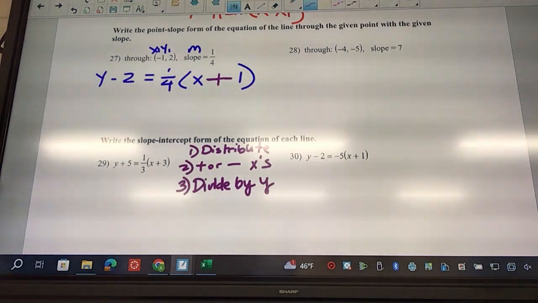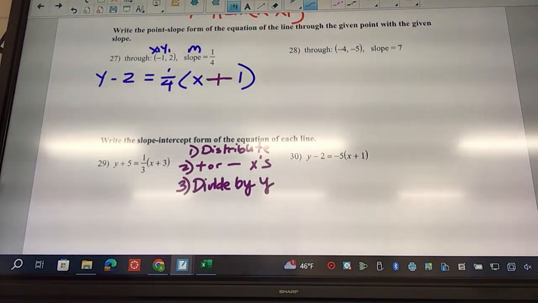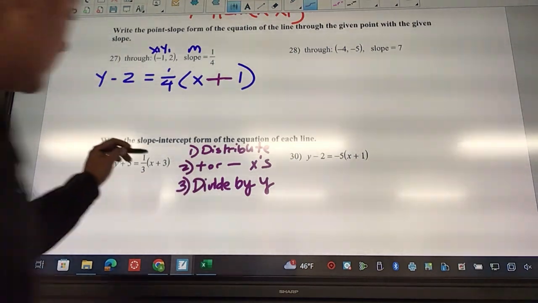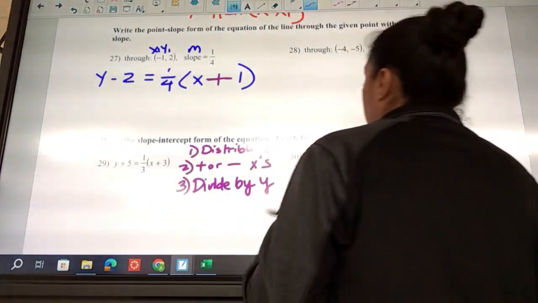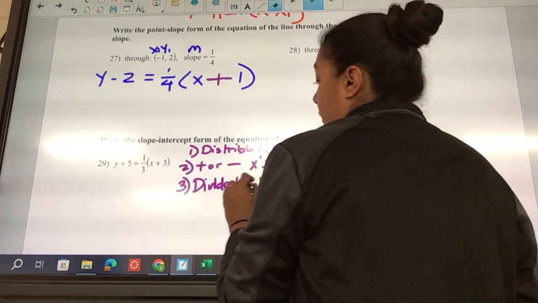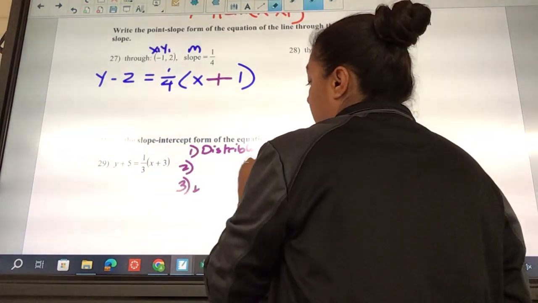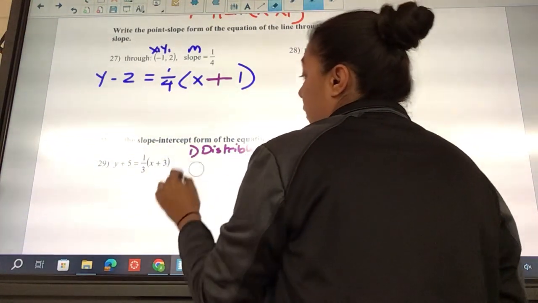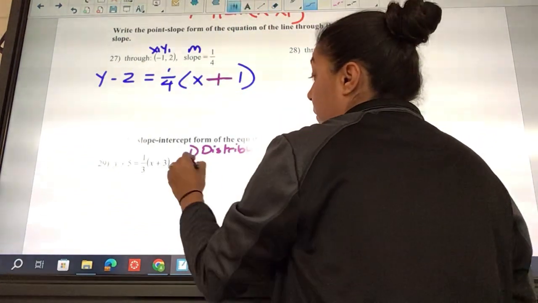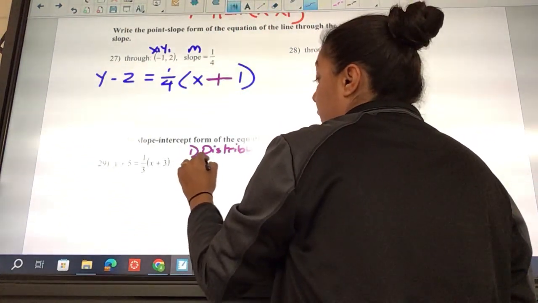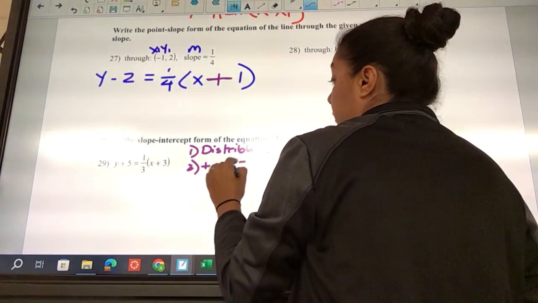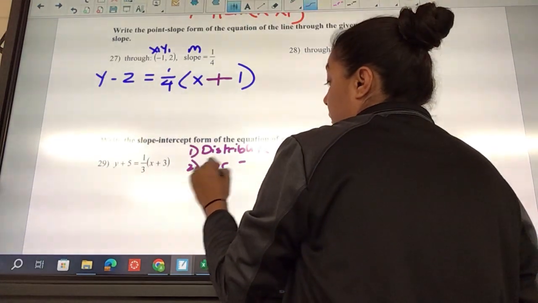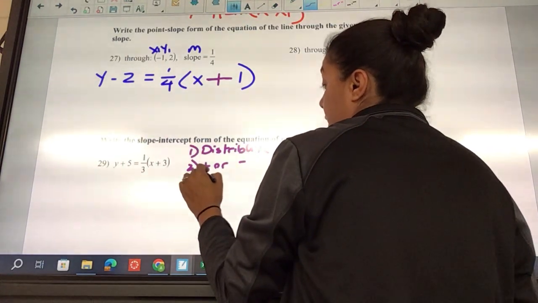Okay? No. Nope, just kidding. Distribute. Sorry, I was thinking of a different problem. You're going to add or subtract the number next to the y. So you can cross out step 2.